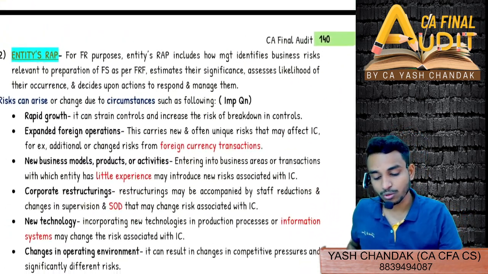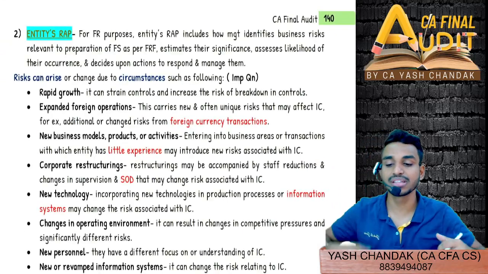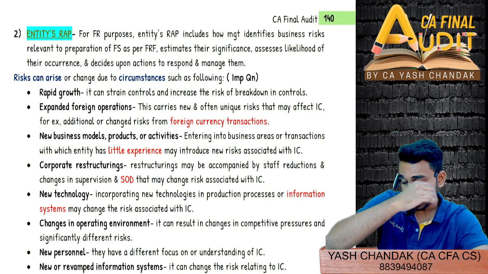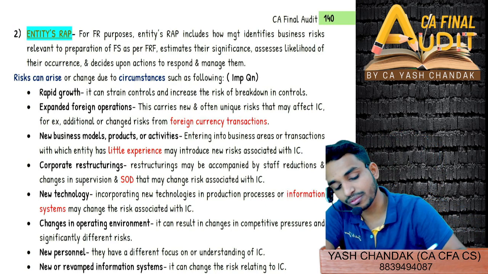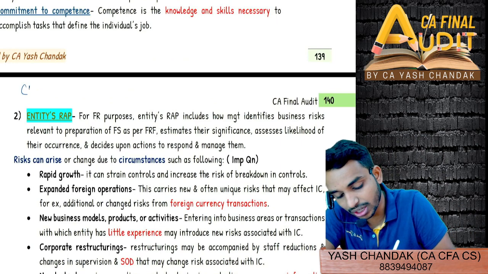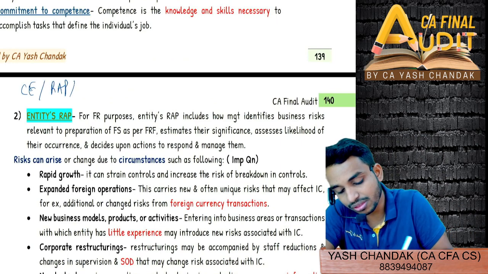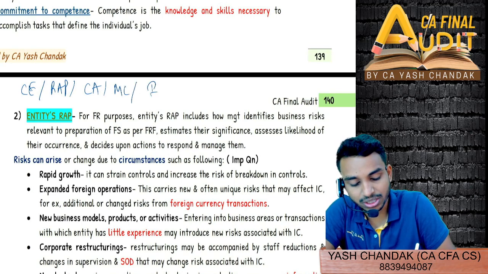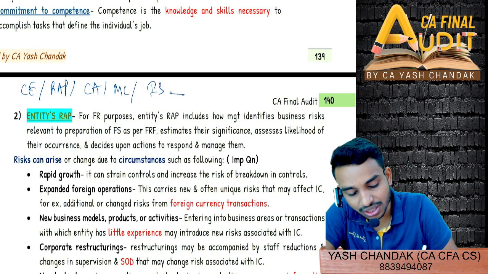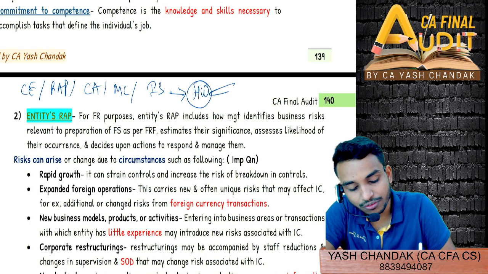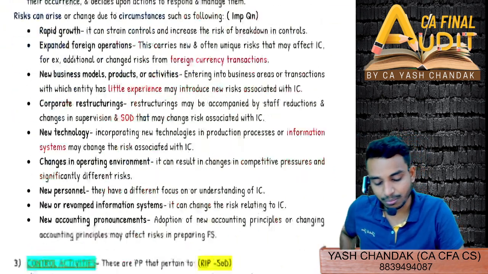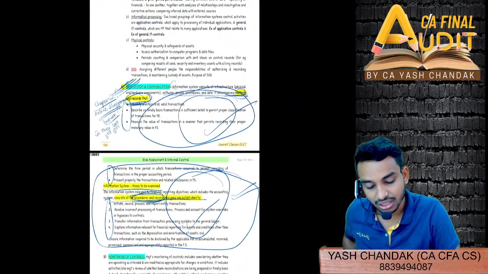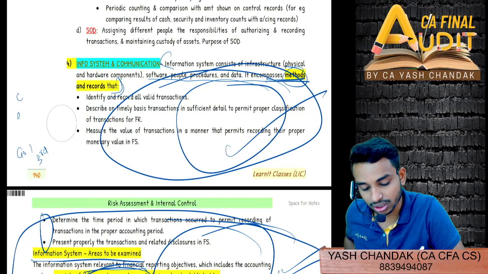Now let's come to the next question, which was entity's risk assessment process. In there, I told you there are 5 components of internal control, right? The 5 components are: control environment, risk assessment process, control activities, monitoring of control, and information system, right? So information system, I gave you homework. Have you gone through this information system? Both the questions I told you to go through and quickly mark the difference as well. Have you gone through or not?